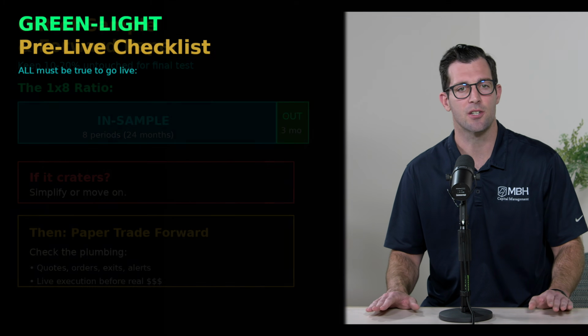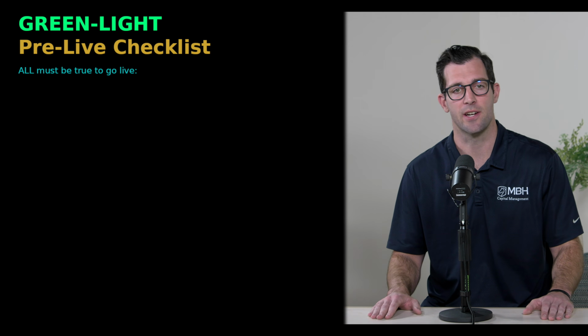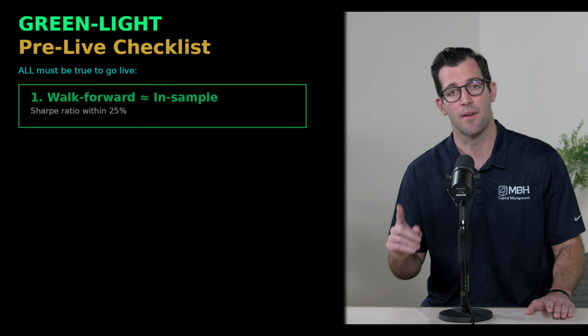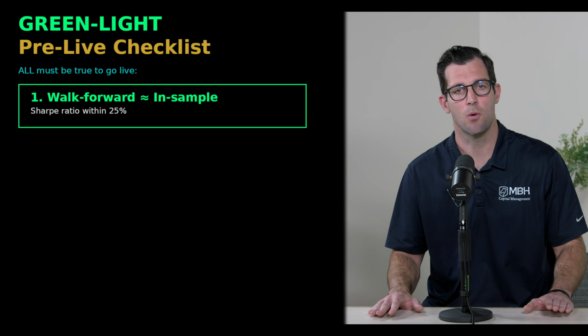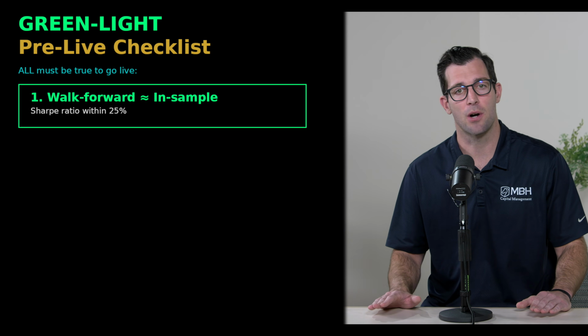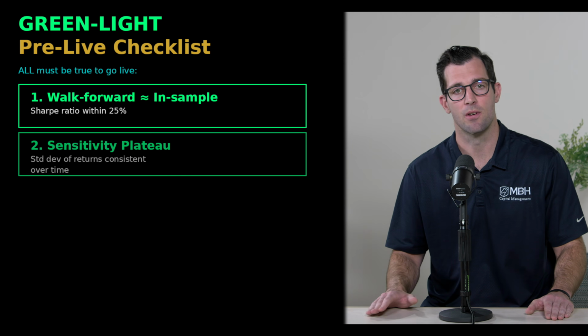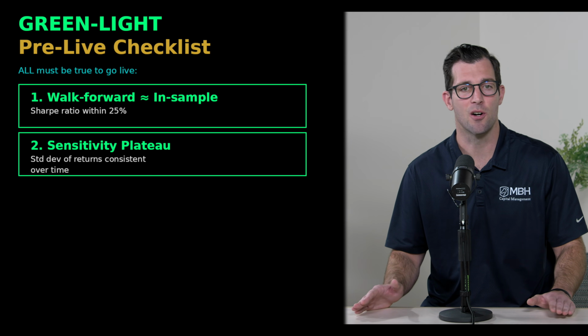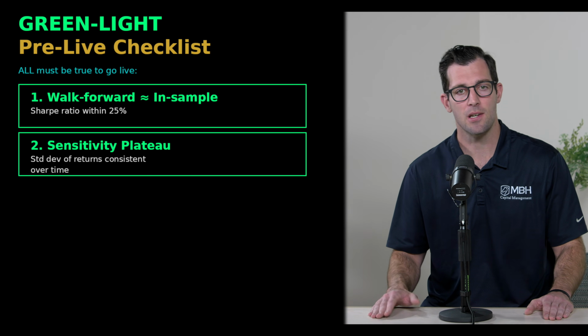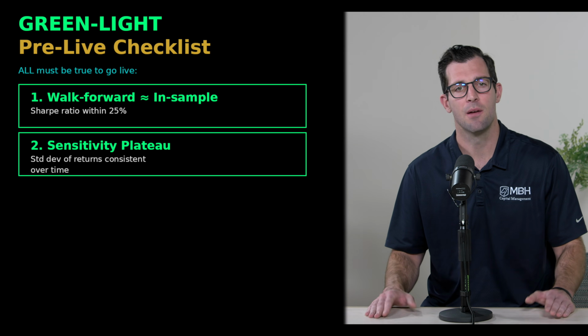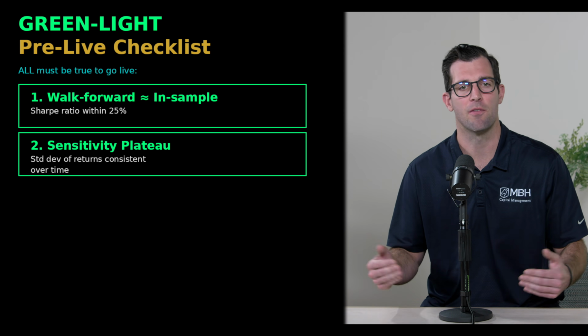I only consider going live if all of these checks apply. 1, walk forward and out of sample are within shouting distance of in-sample data. They match the prior Sharpe ratio within 25%. 2, sensitivity shows a plateau of acceptable parameters. The standard deviation of returns maintains consistency over time across all the periods.